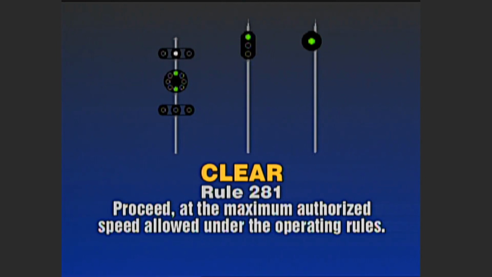The signal seen most often is this one, a high green or clear signal. This signal authorizes an engineer to run his train at the maximum authorized speed at that point on the railroad. So how does an engineer know when it's time to slow down? Well, there are several signals that help an engineer know this.